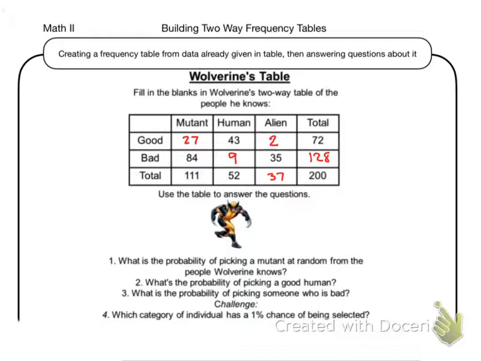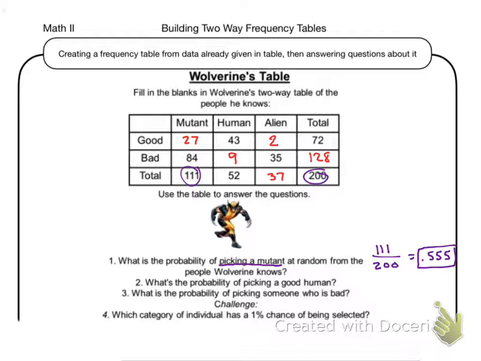Let's look at question number 1. It says, what is the probability of picking a mutant at random from the people Wolverine knows? We're concerned about picking a mutant at random from the people he knows. He knows a total of 200 people, so that fraction is going to be out of 200. How many mutants do we have? Out of these 200 people, we have a total of 111 mutants. So the probability of picking a mutant is 111 divided by 200, which is 0.555. You can change that to a percent, 55.5%. Up to you.